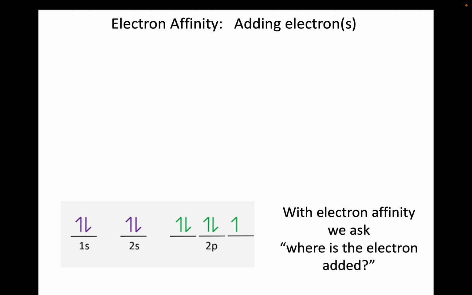With electron affinity, we're now adding electrons. With an electron affinity, we need to ask, where is the electron added? With ionization energy, we ask, where is the electron removed from? But with electron affinity, we have to think, where is that electron going? So in this case, it would be clear that it would be going to this available 2p atomic orbital. What are the energetics involved with adding an electron?